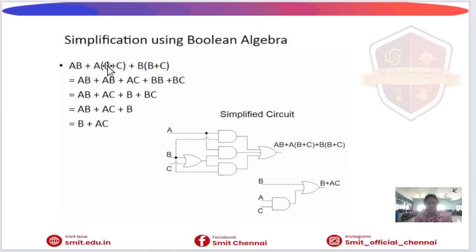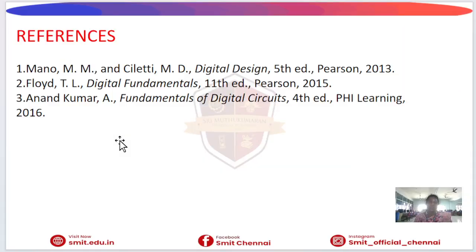Expanding, we get AB plus AC plus BB plus BC. So AB, AC, next BC. Here BB is written as B. So AB and B is written as B. There is no extra redundant component. So B plus AC is the answer.